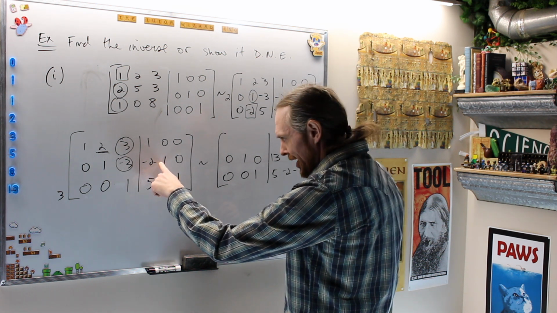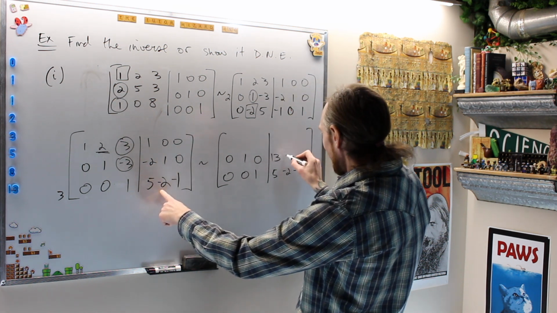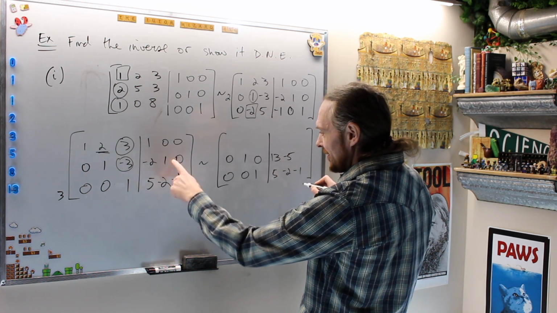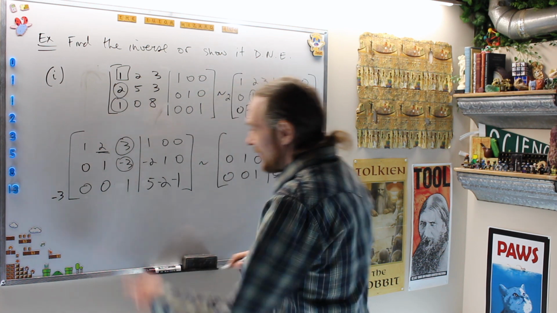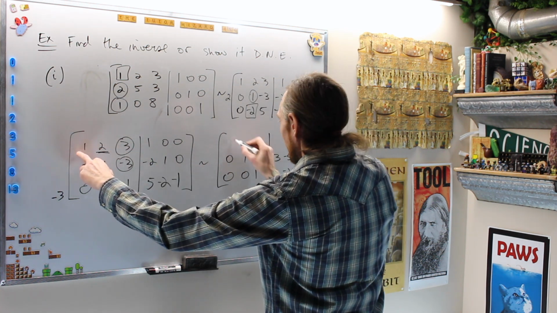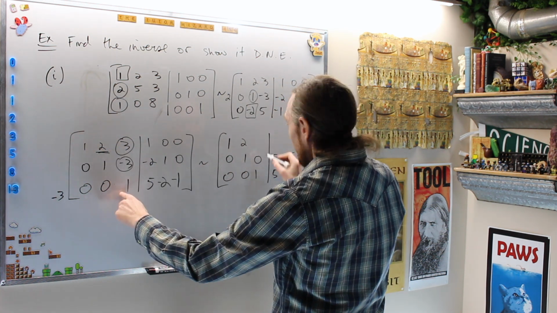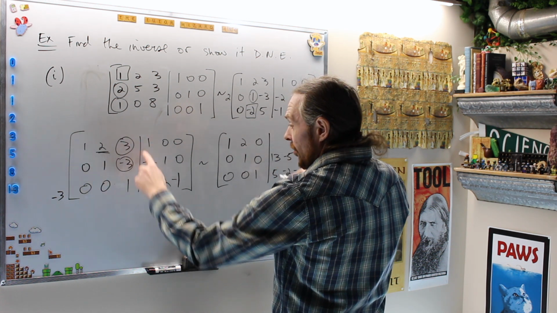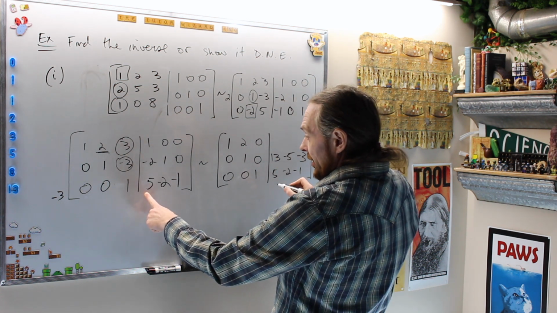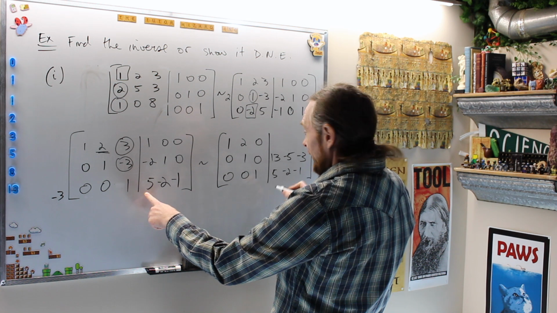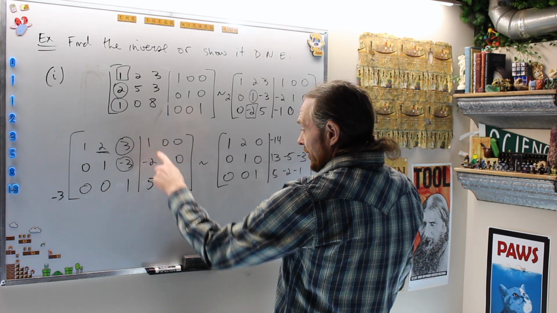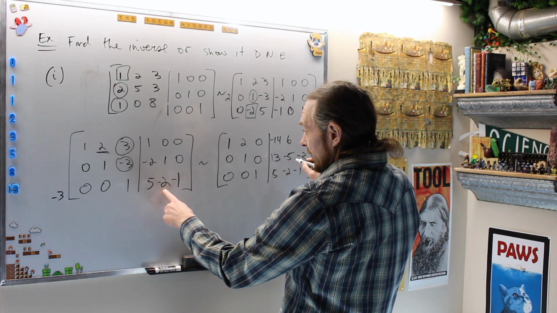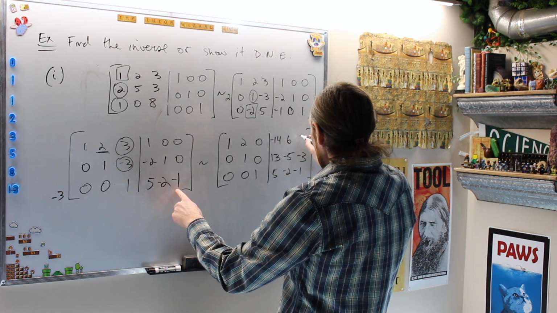The numbers are getting big. Am I doing it right? Stick to your guns. 1 minus 6 is minus 5. 0 minus 3 is negative 3. Now I'm going to multiply by negative 3 to get rid of this one. So I'm going to get 1, 2, 3 minus 3 is 0. Minus 15 plus 1 is negative 14. 0 plus 6 is 6. 0 plus 3 is 3.